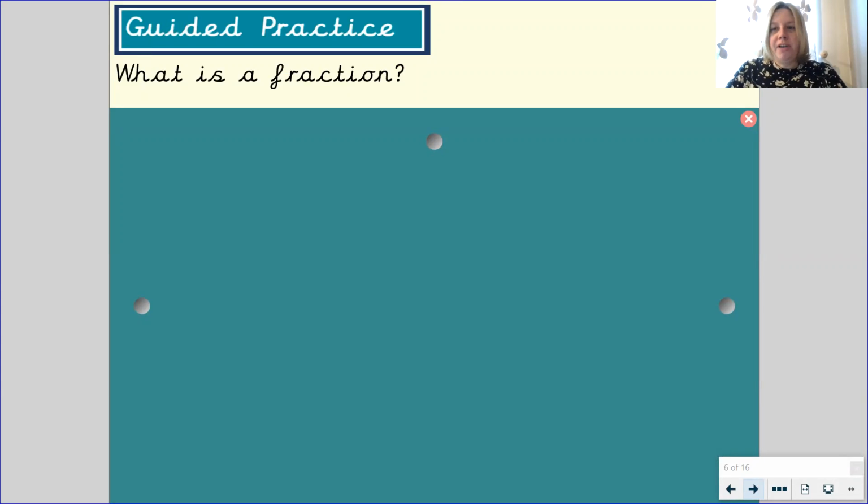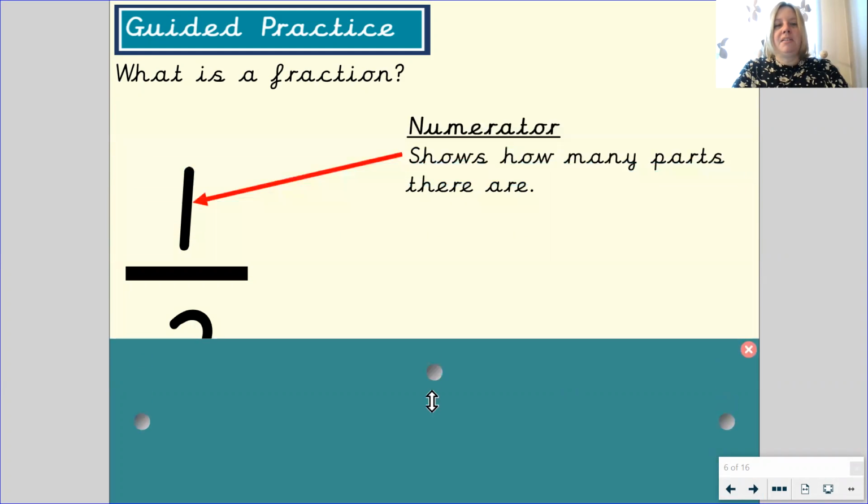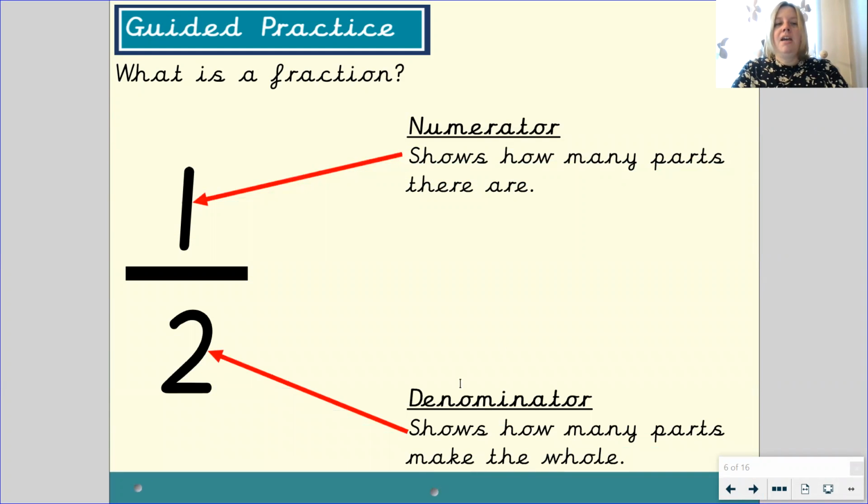What is a fraction? Pause your video and have a think about what a fraction is. Let's find out what a fraction is. This is how we can write a fraction. This fraction shows me 1/2. We call the number at the top of our fraction the numerator.